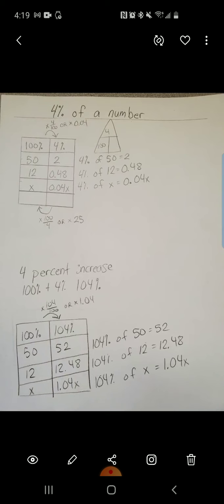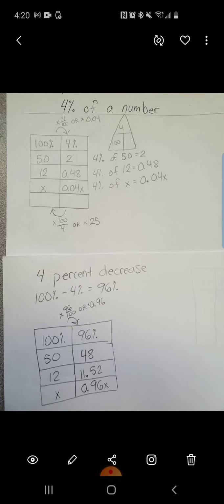This means that 104% of 50 is 52, 104% of 12 is 12 and 48 hundredths, and 104% of x is 1 and 4 hundredths times x.